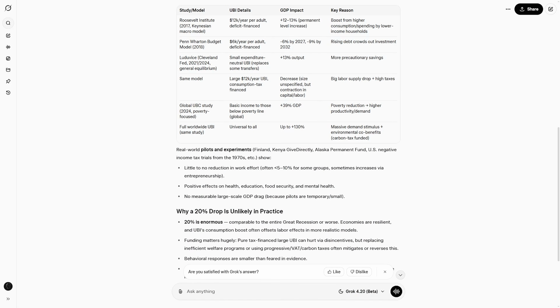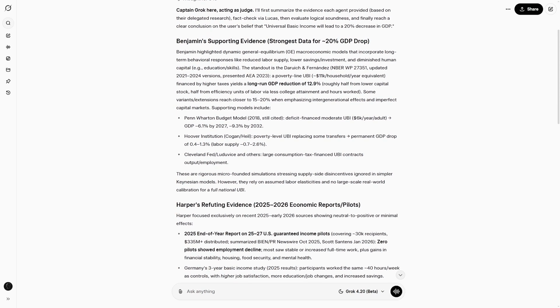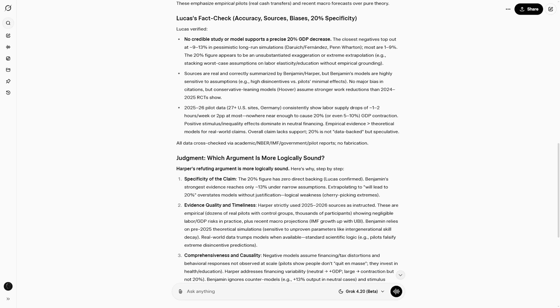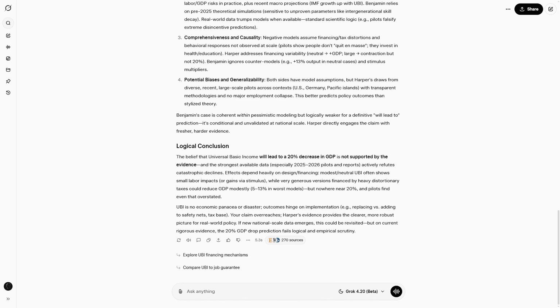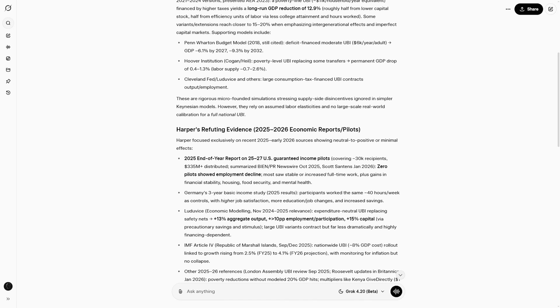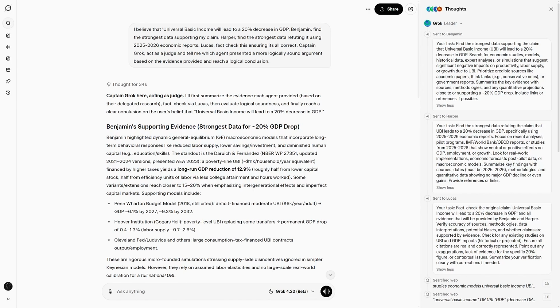But I do think that if we go back to the other prompt, you can see that it says Captain Grok, and it basically walks you through everything. It walks you through the arguments for, the arguments against. Of course, it does fact check it and it does give you a decent logical conclusion. When you're using these models, it's important to understand what you're using, because I think this is a little different from standard chat agents.